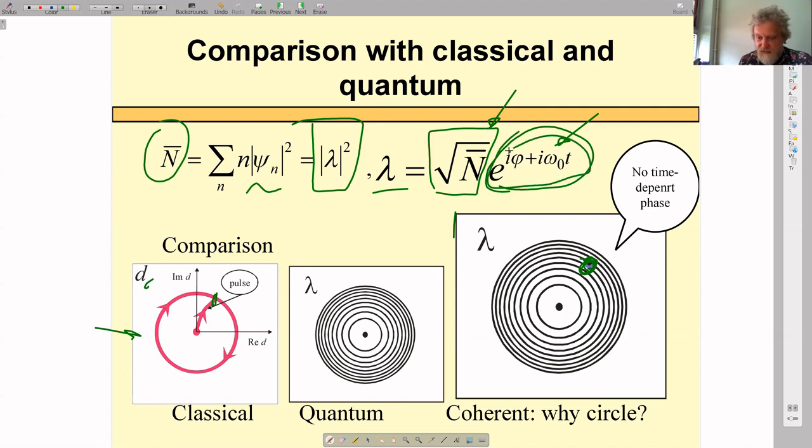So a state with a given number of photons is a circle in this picture, right? So the radii of these circles are quantized. They are proportional to the square root of n. That's why distant circles become closer and closer to each other, right?